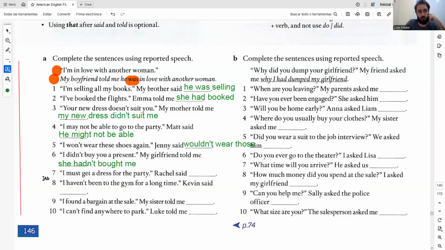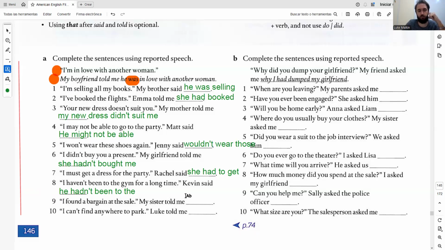Number seven, I must get a dress for the party. Rachel said she had to get a dress for the party. Must has no past tense, so we use the similar verb have to in its past tense. Number eight, I haven't been to the gym for a long time. Kevin said he hadn't been to the gym for a long time. Present perfect, negative. Past perfect, negative.